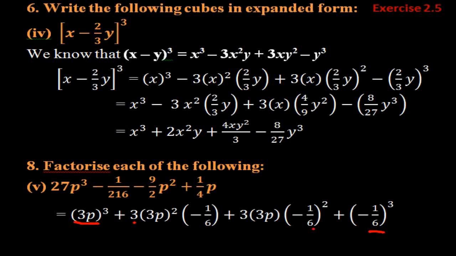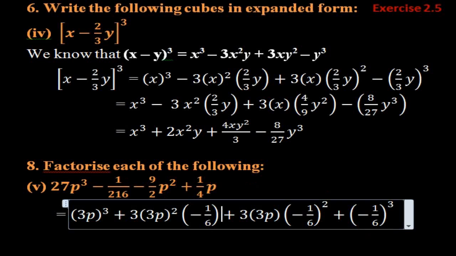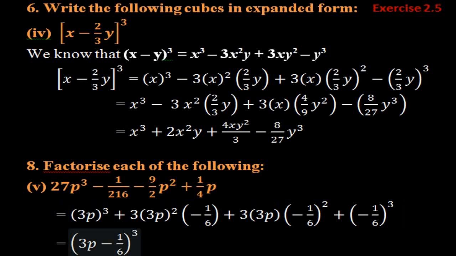So when I expand this one, it becomes 27 p cube. On simplifying this, I'll get this term 9 by 2 p square. On simplifying this, I'll get this term 1 by 4 p. This is the last term. So now this expansion we are rewriting in this format. Now this is of the form (x plus y) whole cube, because I have used plus here, and the value of y is minus 1 by 6. So next step, it becomes (3p minus 1 by 6) whole cube. So it has been factorized now.